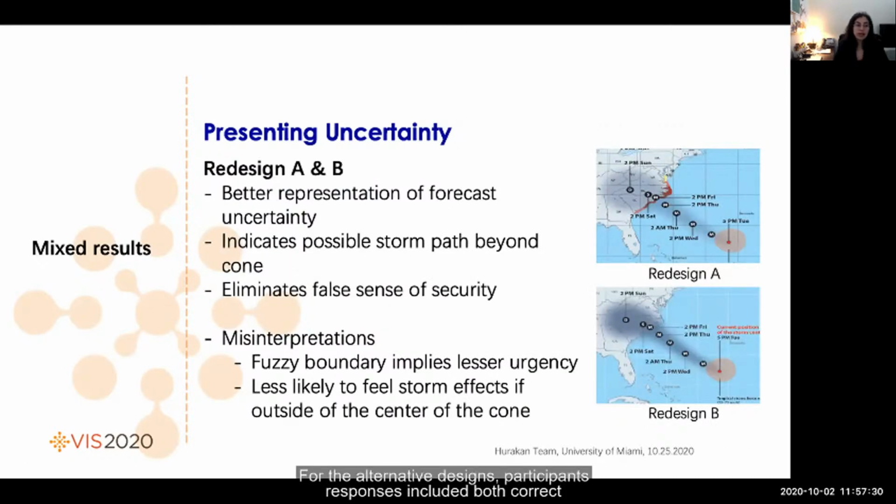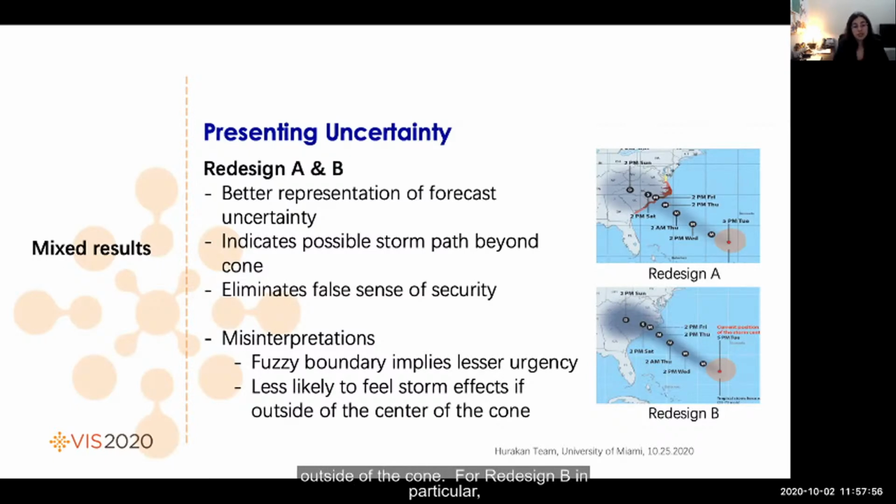For the alternative designs, participants' responses included both correct and incorrect interpretations. The incorrect interpretations of the shaded cone used in redesign A and B included that the fuzzy boundary implies that the warning is less urgent and indicates that the further you are from the center of the cone, the less likely you are to feel the storm effects. Correct interpretations noted that the shading depicts probability that the storm can pass outside of the cone.